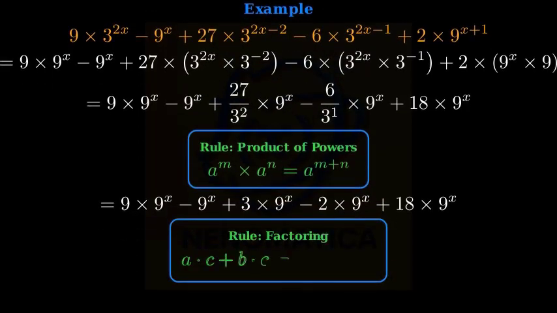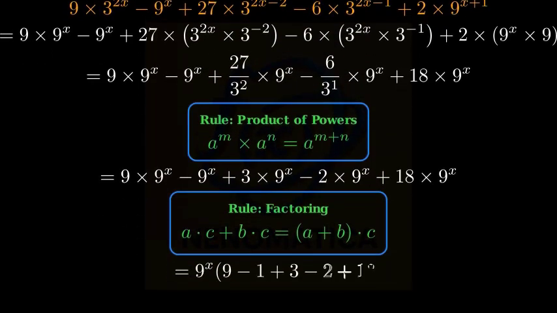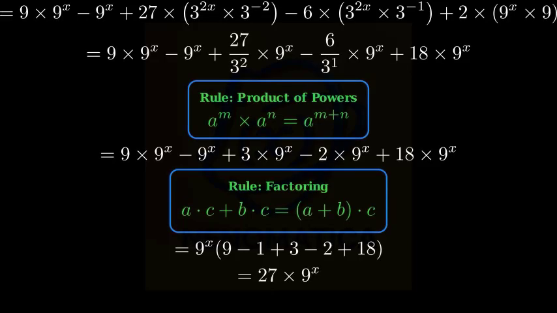Now we can factor out 9 to the power of x from all terms. This gives us 9 to the power of x times the expression in parentheses. Let's calculate the expression inside the parentheses. We have 9 minus 1 plus 3 minus 2 plus 18, which equals 27.